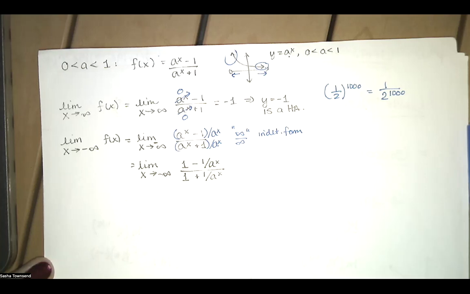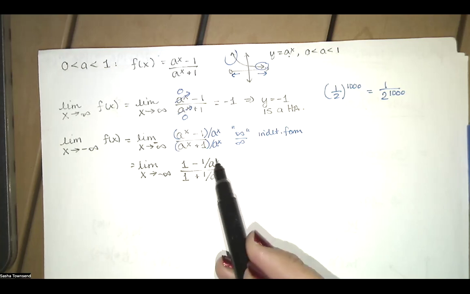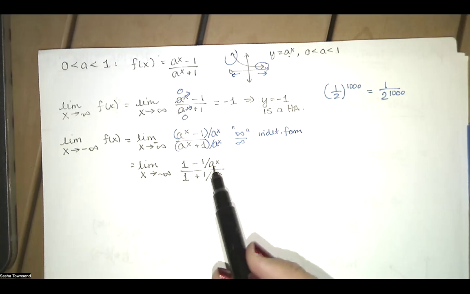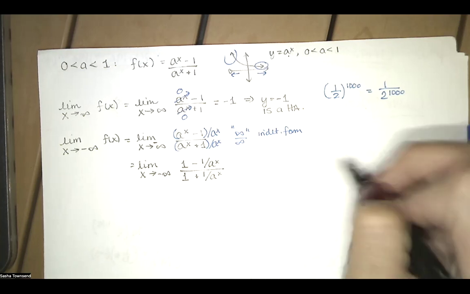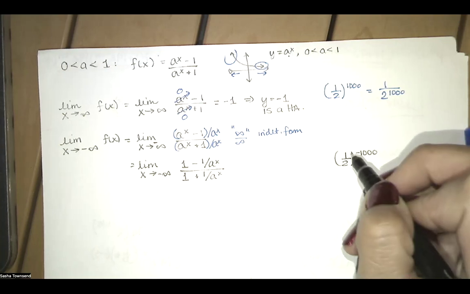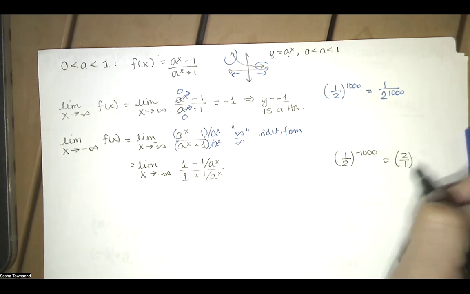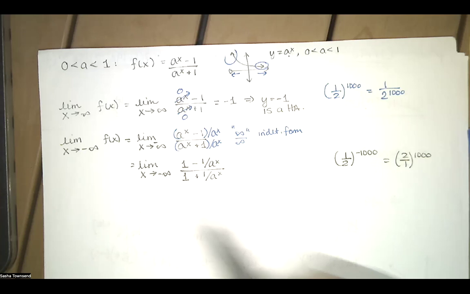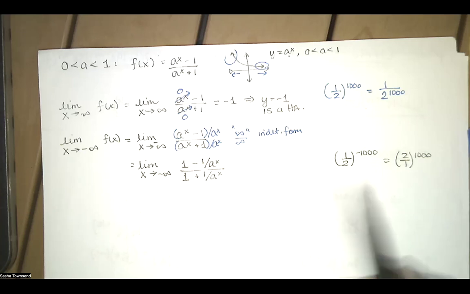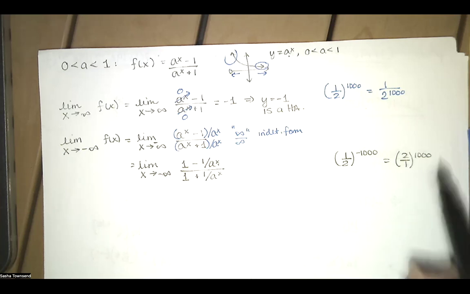Now you want to be careful with this. As x goes to negative infinity, this a to the x actually goes to positive infinity, because we're taking a fraction and raising it to a large negative power. So for example, if I had 1/2 again raised to the -1,000, because a divided by b to the negative n is b divided by a to the positive n, this a to the x is getting very, very large.